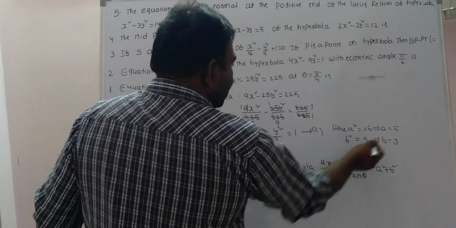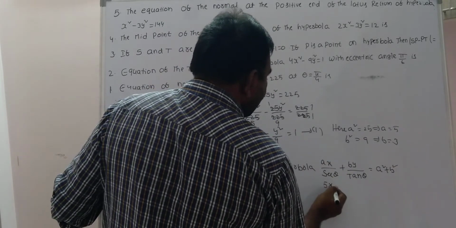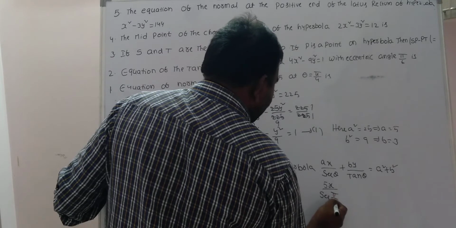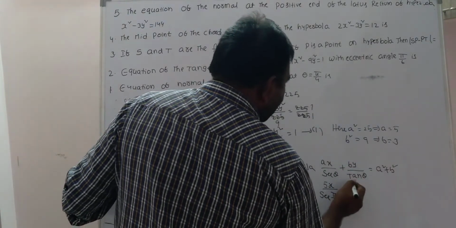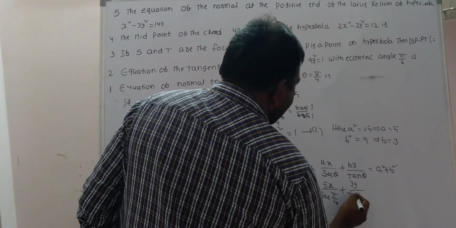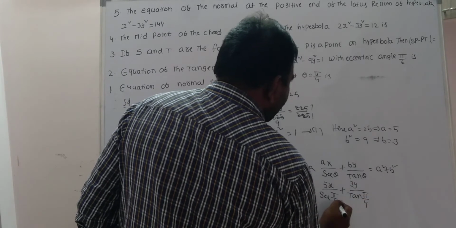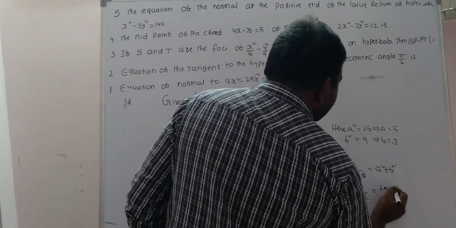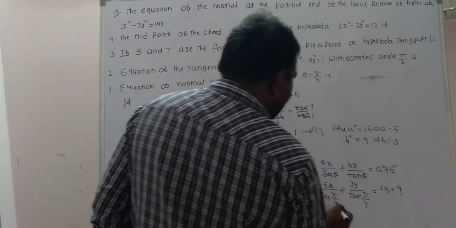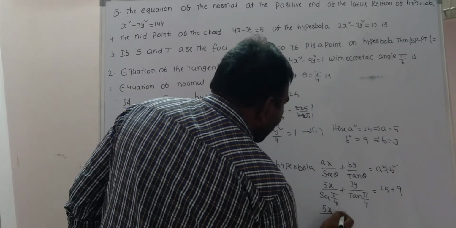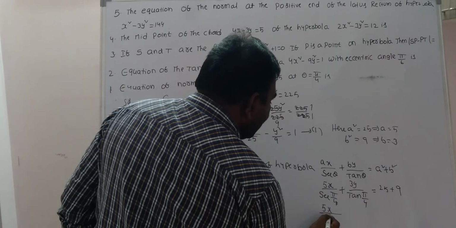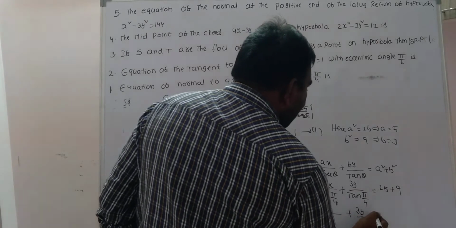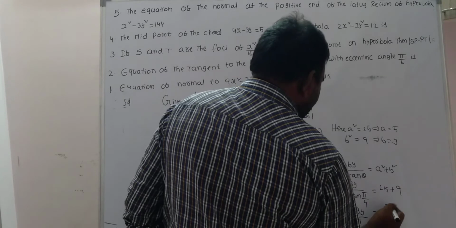Okay, ax by secant theta means 5x by secant pi by 4, plus by by tan theta, with b value 3, that is 3y by tan pi by 4, is equal to a square plus b square, that is 25 plus 9. So here 5x by secant pi by 4, value root 2, plus 3y by tan pi by 4, value 1, is equal to 25 plus 9, which is 34.